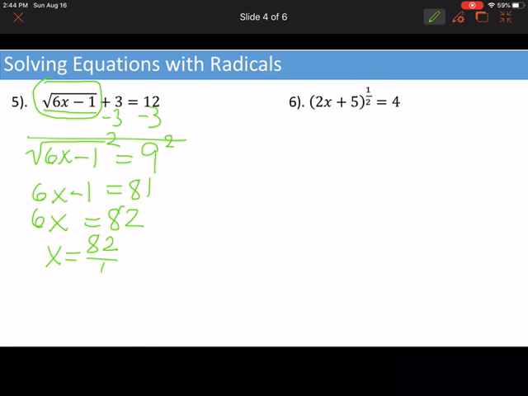Okay. Can I simplify that? Well, now, the common factor, I believe, is 2 for the top and the bottom. So half of 82, half of 8 is 4, half of 2 is 1, half of 6 is 3. I can't reduce that anymore. That is my answer.